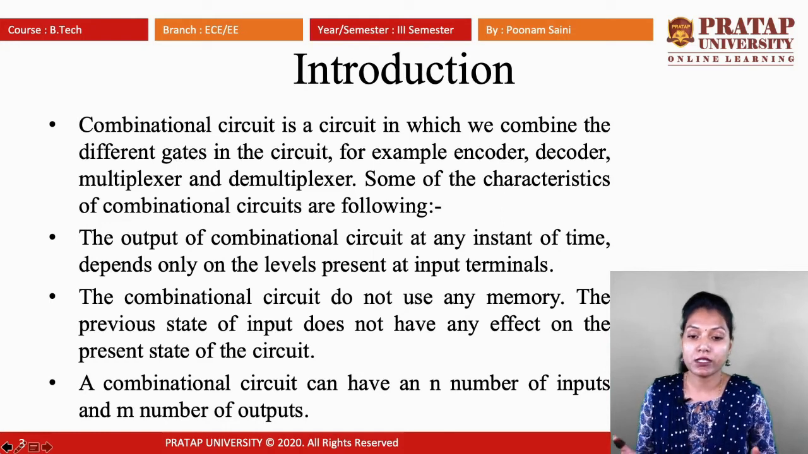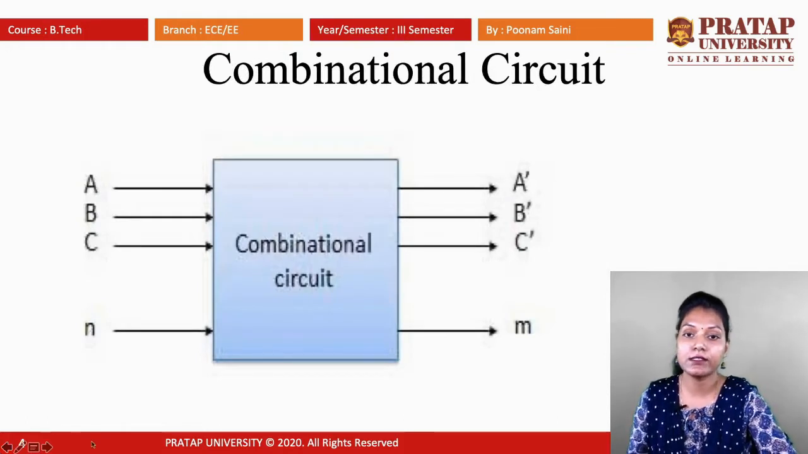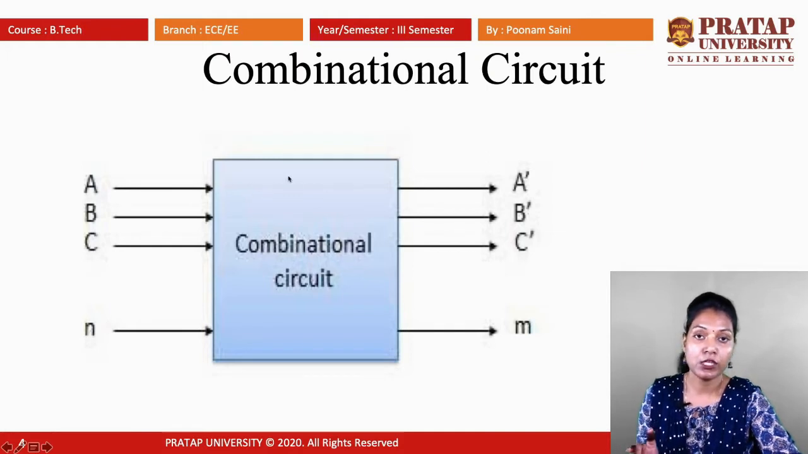A combinational circuit can have n number of inputs and m number of outputs. This is the basic diagram of a combinational circuit. A, B, C up to n are the inputs and these are the outputs. There is no memory element and no feedback path, so the output depends only upon the inputs.